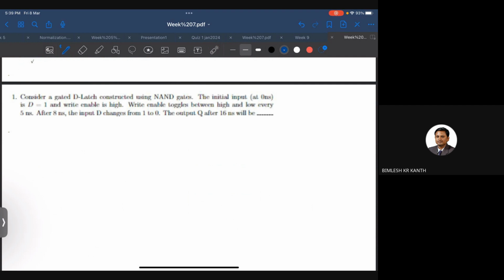Consider a gated D latch constructed using NAND gates. The initial input at 0 nanoseconds is D equal to 1 and write enable is high. Write enable toggles between high and low every 5 nanoseconds. After 8 nanoseconds, the input D changes from 1 to 0. The output of Q after 16 nanoseconds will be?